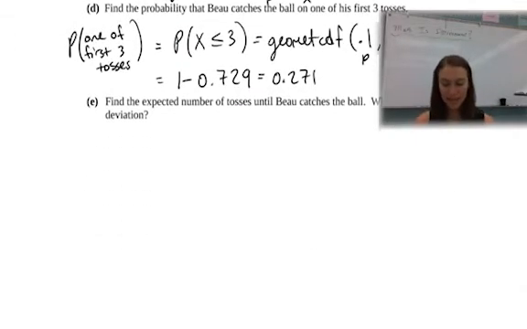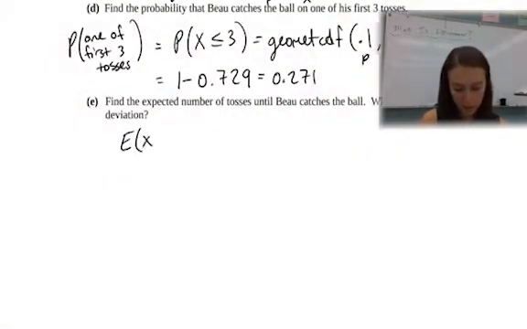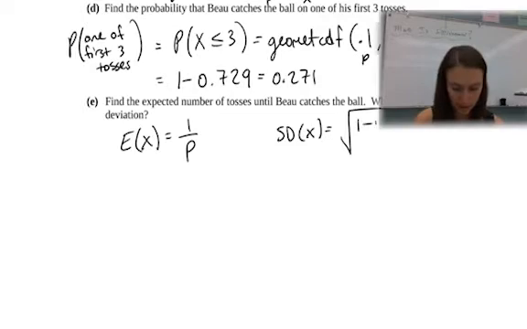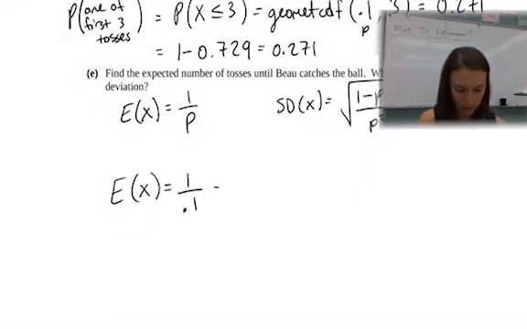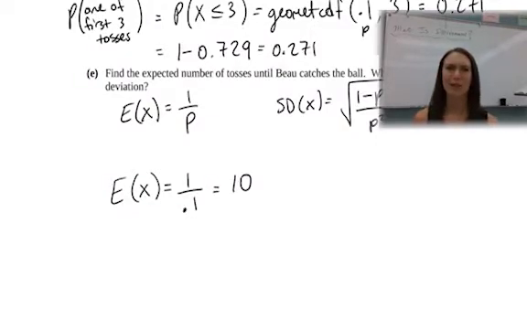All right, and last one, find the expected number of tosses until Bo catches the ball. So this is where the expected value equals 1 over P is going to come in. And then our standard deviation of x is the square root of 1 minus P divided by P squared. All right, so expected number of tosses until he catches the ball, 1 divided by 0.1 is going to be 10. And that kind of makes sense. If there's a 1/10 chance of him catching the ball, or a 10% chance, then you would expect there to be about 10 tosses and then he would catch the ball.